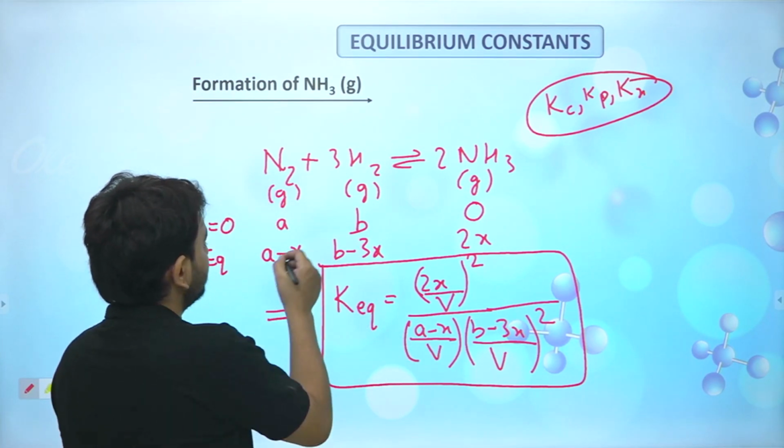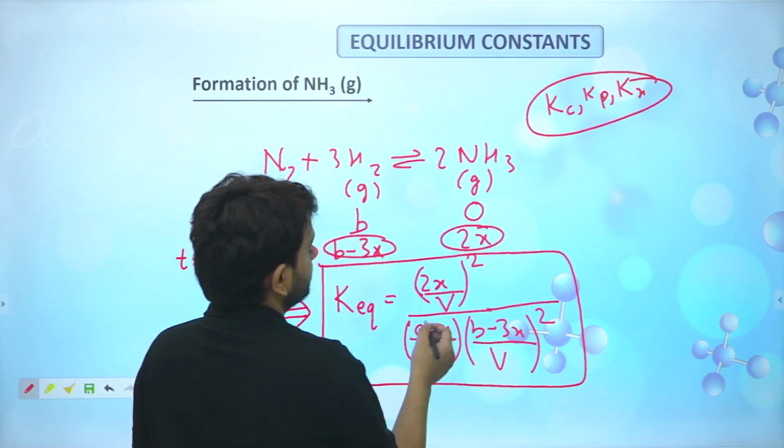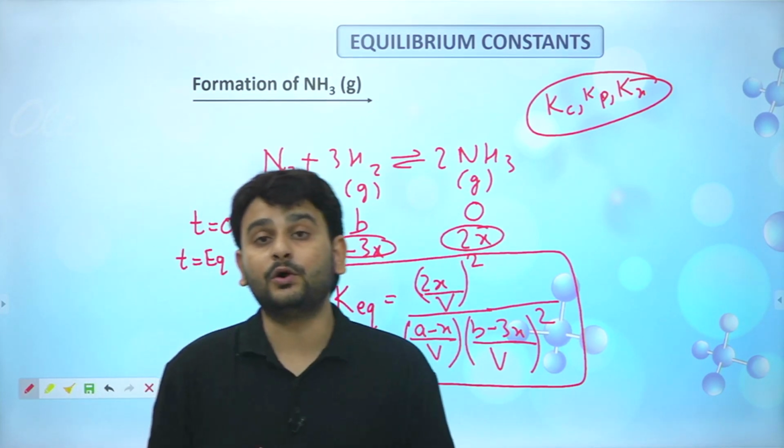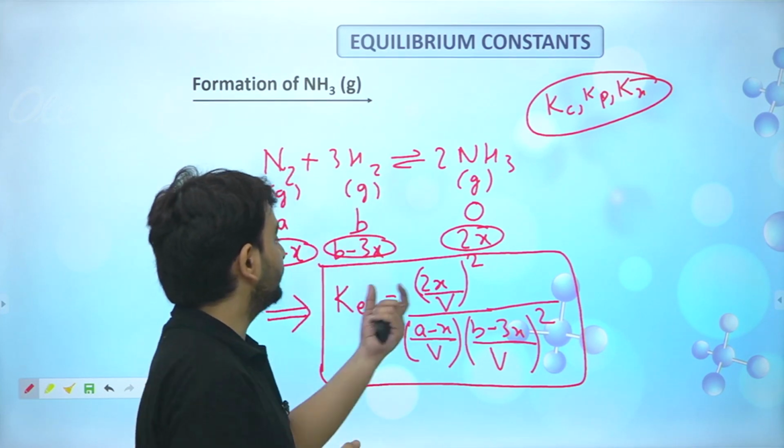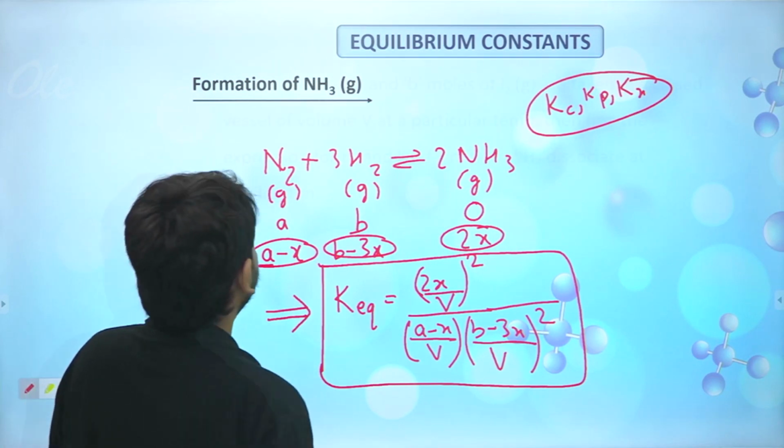Don't forget, this was the number of moles, this was the number of moles, this was the number of moles. We had to divide it by the volume at equilibrium to get the concentration. I hope you've understood this, guys. And now let's move on.